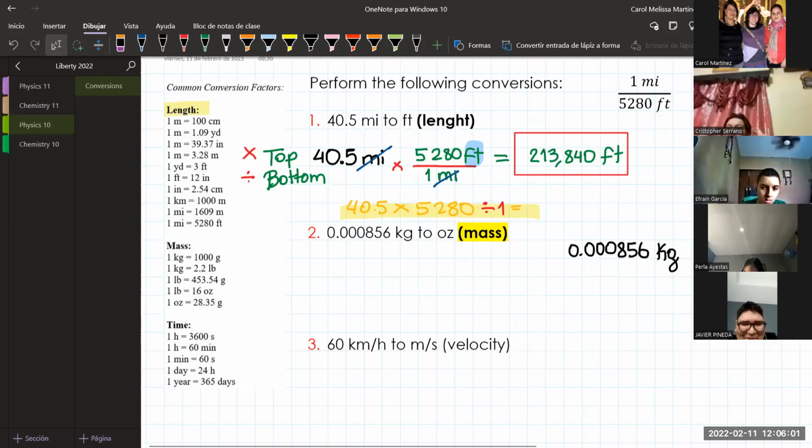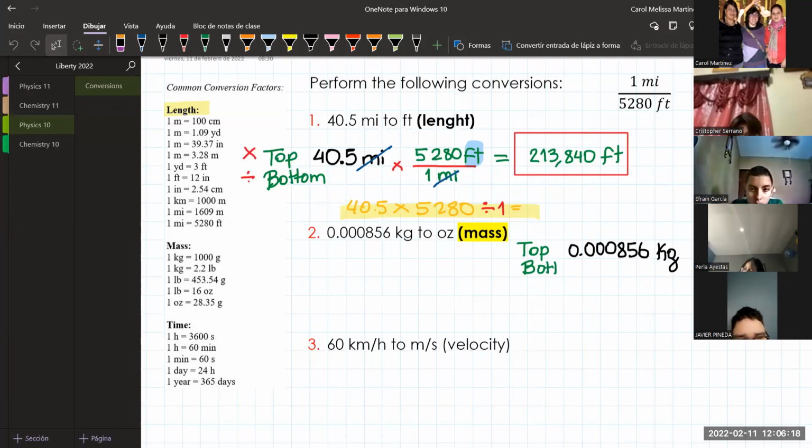Okay, so we start with the given. Remember, the given is always written in the top. And in the bottom, it's written the unit that you have to cancel. Now, what conversion factor can I use if I need to get rid of kilograms?